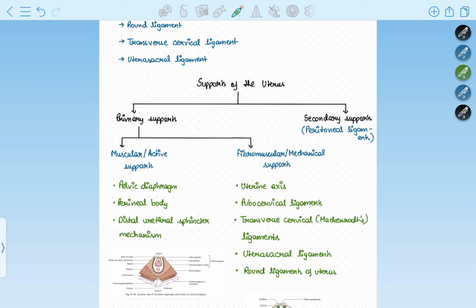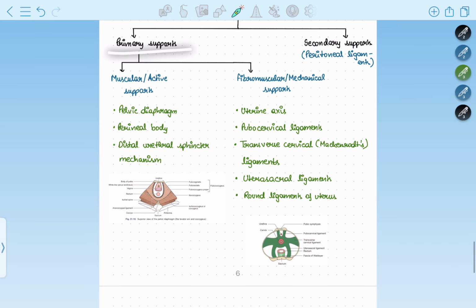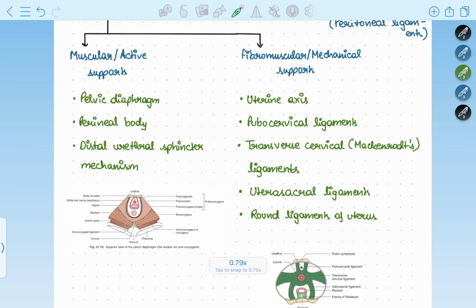ठीक है, तो सबसे पहले वी हैव द प्राइमरी सपोर्ट्स ऑफ यूट्रस. तो प्राइमरी सपोर्ट्स आर आइदर मस्कुलर सपोर्ट्स या फिर इसे बोलते हैं एक्टिव सपोर्ट्स. ठीक है, मतलब इसमें सारी जो तुम्हारी मसल्स है ना वो इन्वॉल्व होंगी. तो मस्कुलर सपोर्ट्स ऑफ यूट्रस, एंड देन यू हैव फाइब्रोमस्कुलर और मैकेनिकल सपोर्ट्स. ठीक है, first we will study about the muscular supports of the uterus, muscular या active support.